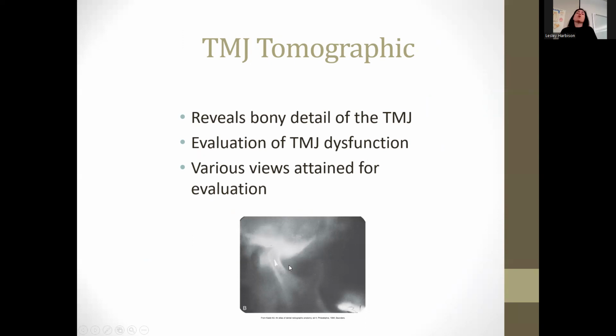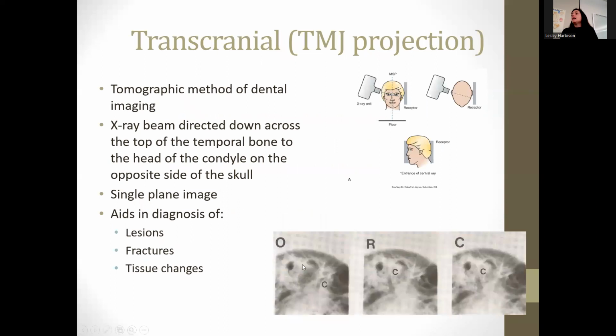So this is, again, just more of a 2D image to see what's going on if somebody has a joint problem or pain. And here again is another type of projection, transcranial TMJ projection. This is a lot harder to differentiate. I am definitely not going to test you on this. This is just informational, but you can see that they're looking specifically for things like a lesion, fractures, or tissue changes. So this is dialing in much more detail for a transcranial TMJ projection.